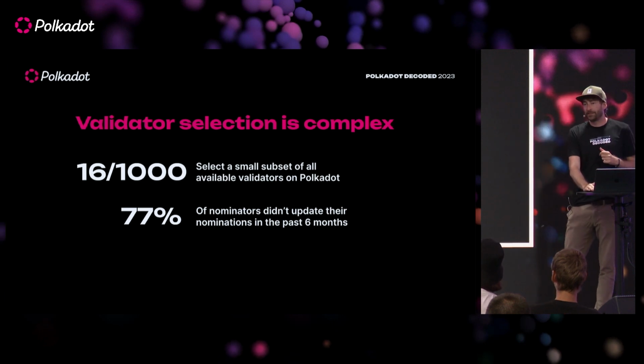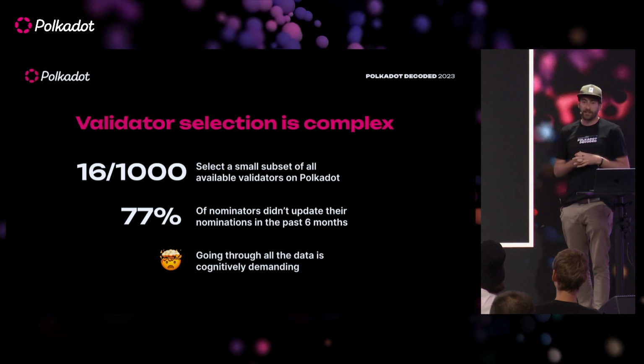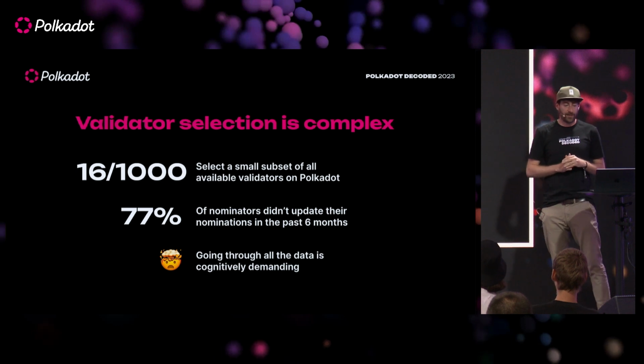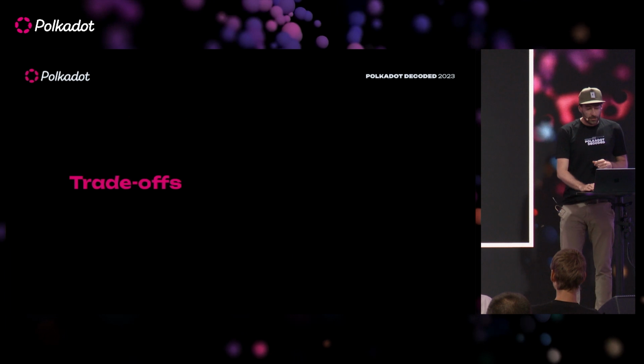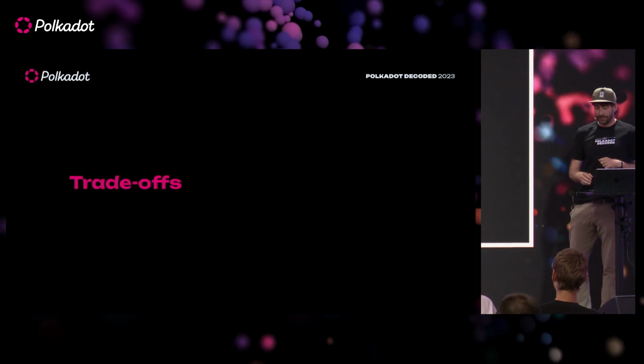One main reason, I think, is that it's very cognitively demanding to do this task. I'm sure many of you can relate when you find this big wall of validators, and it's very hard for you to make a good selection. So I want to show you some of the trade-offs that you can face when selecting these validators.